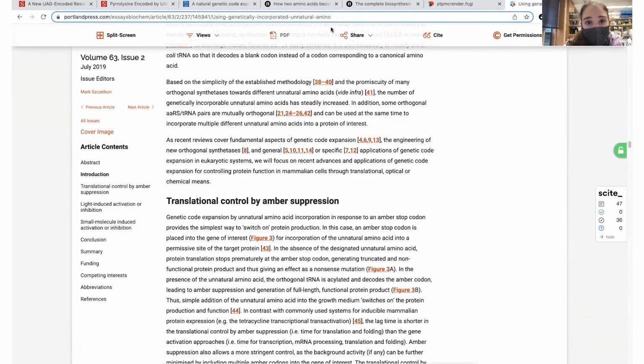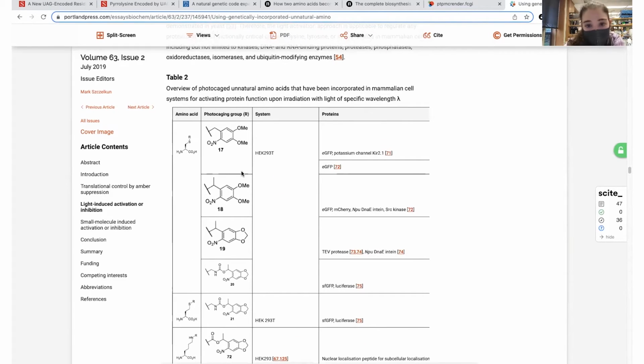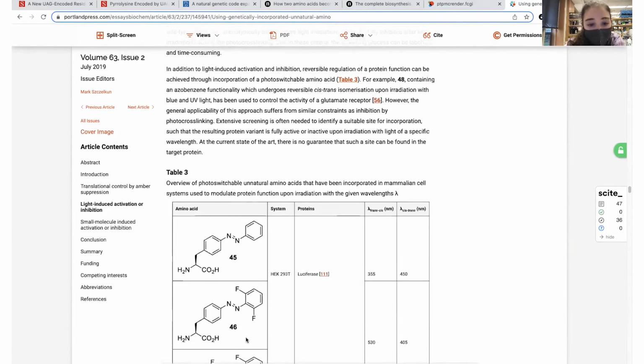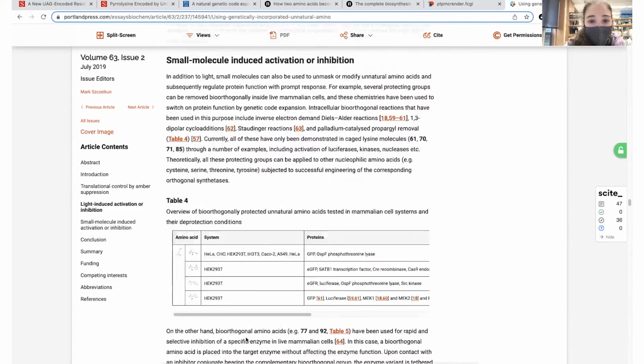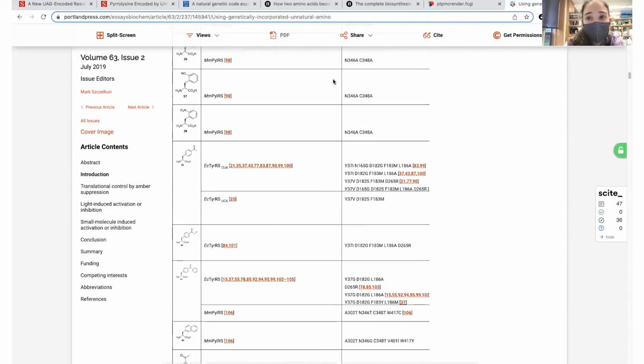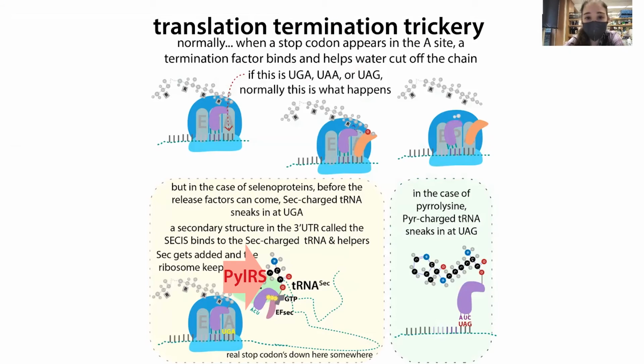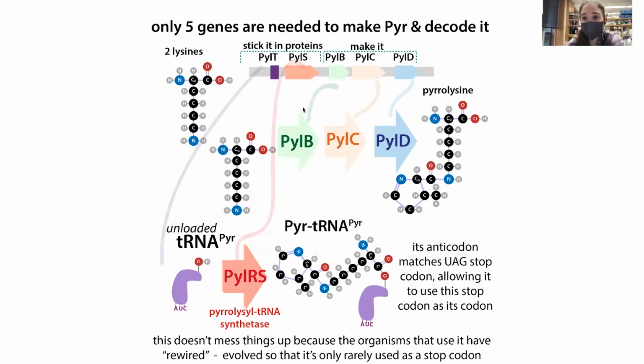So there are all these different modifications, and there's really cool stuff that you can do with caging and stuff. This is photo activation and photo deactivation, so you can make things switch on and off, all sorts of really cool stuff. I'll post links to this review paper, and here's another one, really good. But of course, the inspiration for all of this is coming from this work on discovering pyrrolysine, and then looking into how that pyrrolysine is made.